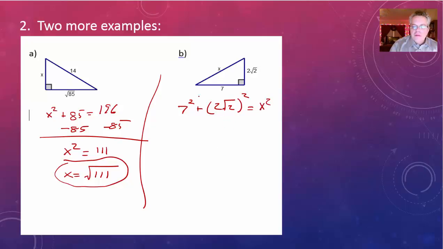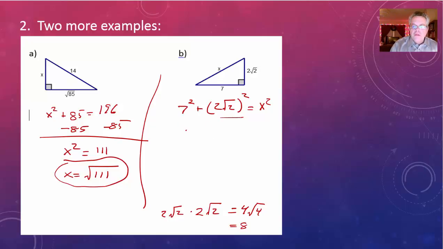You know, I can always do stuff on the side. 2 times square root of 2, when I square that, I just get it times itself. 2 times 2 is 4. Square root of 2 times square root of 2 is square root of 4, but that's just 2. And 4 times 2 is 8. So this mess right here is just 8. 2 squared is 4. Square root of 2 squared is 2. 4 times 2 is 8.